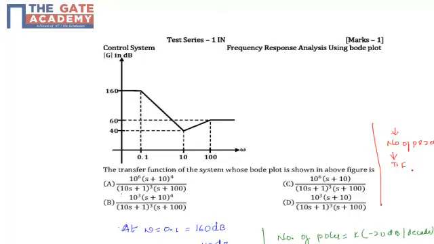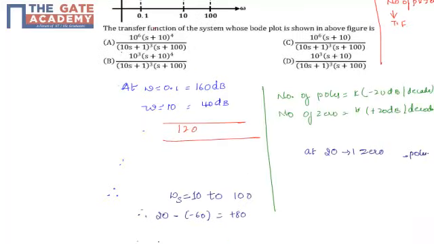So from the Bode plot, at omega equal to 0.1, we can see that there is 160 dB, and at omega 10 the plot is 40, it is showing 40 dB. So therefore the gain from 160 to 40 is 20 dB.